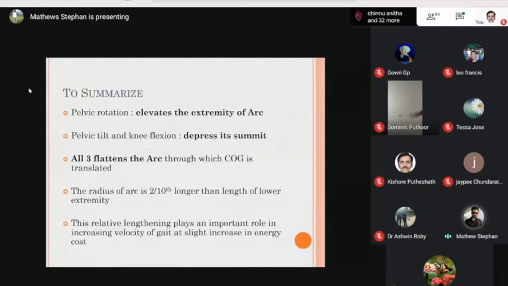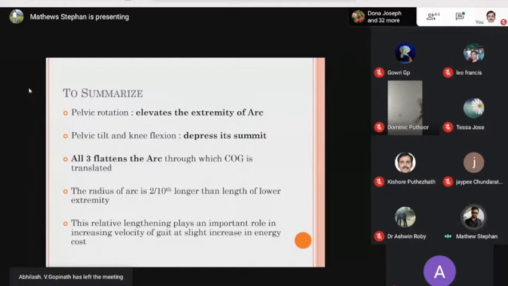The radius of the arc is 2/10 longer than the length of the lower extremity. So all these, pelvic rotation, pelvic tilt and knee flexion, increase the radius of arc by flattening the curve. In the compass gait, it is the same as the length of the lower extremity, but due to these determinants, the arc radius has been increased to 2/10 longer than that of lower extremity. This relative lengthening plays an important role in increasing velocity of gait at slight increase in energy cost.